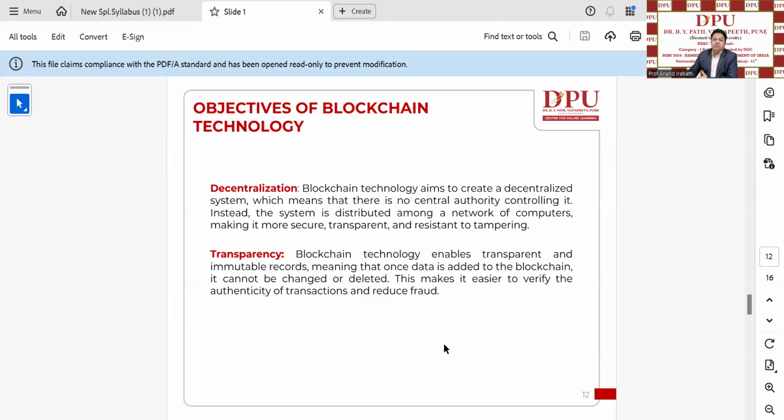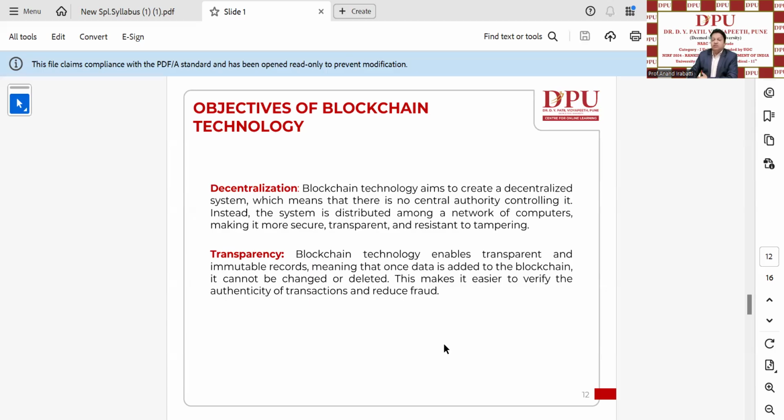Now, what are the objectives of blockchain technology? To create a decentralized network. That is, there should be no need for a central authority to control it, but instead the system is distributed among a network of computers, which makes it more secure, reliable, transparent, and resistant to tampering. So the first objective is to have a decentralized network.